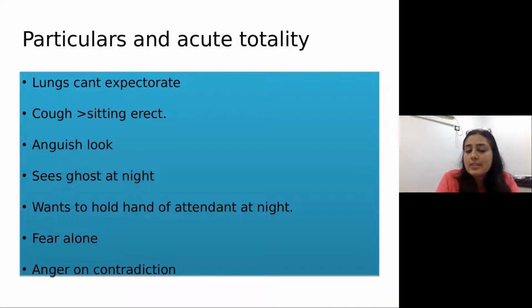So in this situation, we could see there was anger on contradiction, fear to be alone, wanting to hold the hand of the attendant. He could see ghosts at night. There was a lot of anguish look, cough better by sitting erect, and lungs could not expectorate.